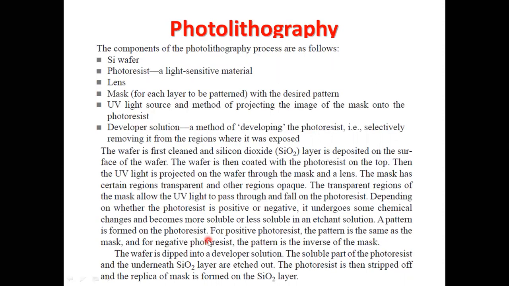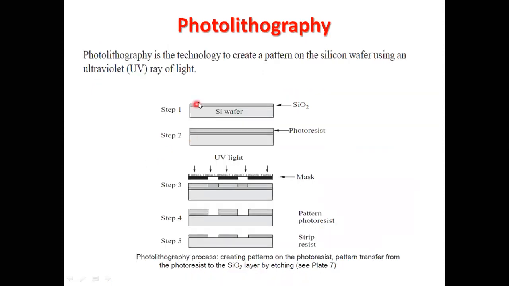Now let us see. The first step is that the wafer is first cleaned and a silicon dioxide layer is deposited on the surface of the wafer. You can see the diagram here. The wafer is cleaned and the layer of silicon dioxide is deposited on the surface. Next, the wafer is coated with the photoresist on the top. I hope this is clear. The photoresist is coated onto the wafer.